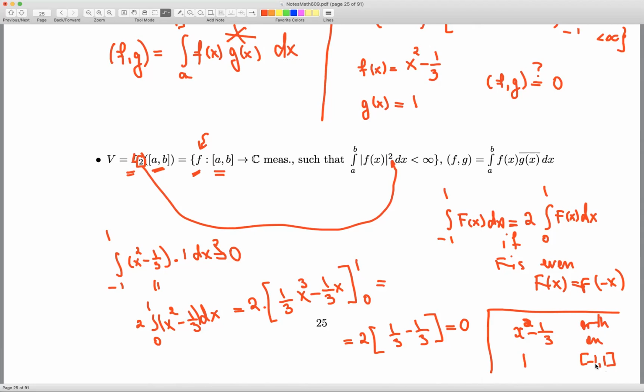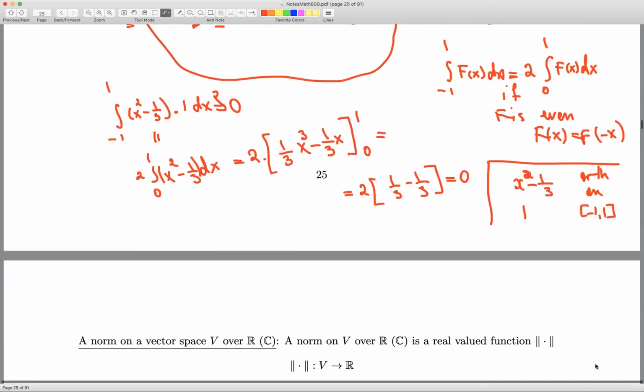Since they are also polynomials, x squared minus 1/3 is a polynomial of degree 2. The constant 1 is a polynomial of degree 0. We have an example of two polynomials that are orthogonal on the interval [-1, 1].